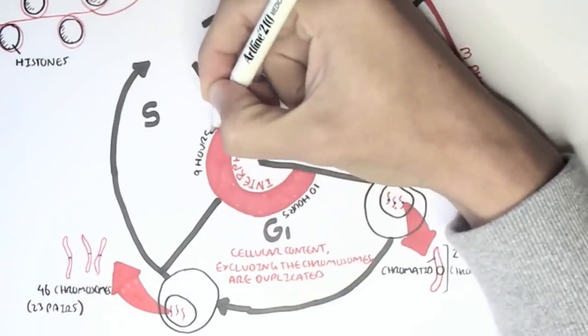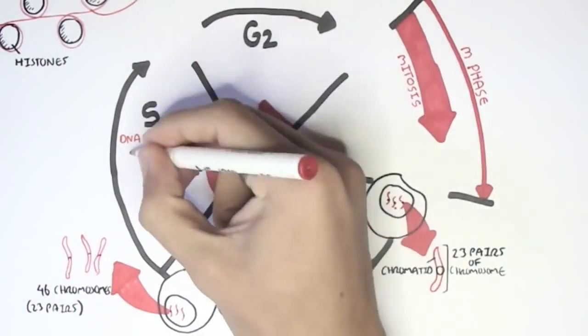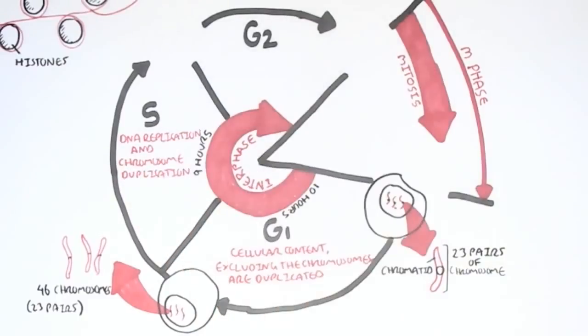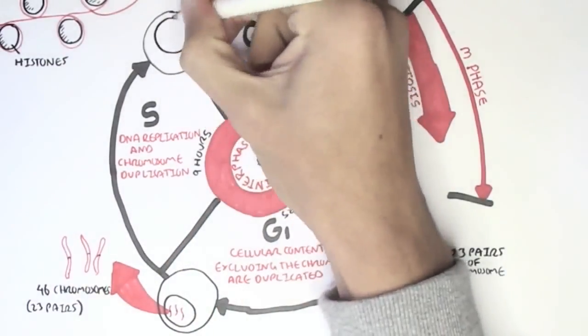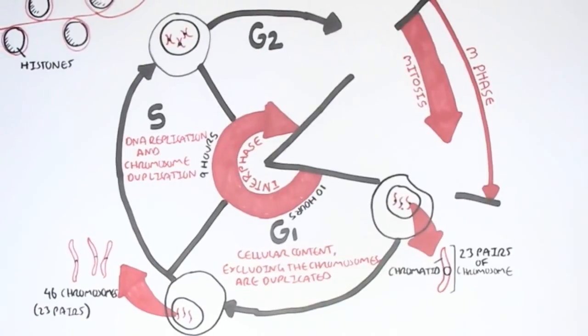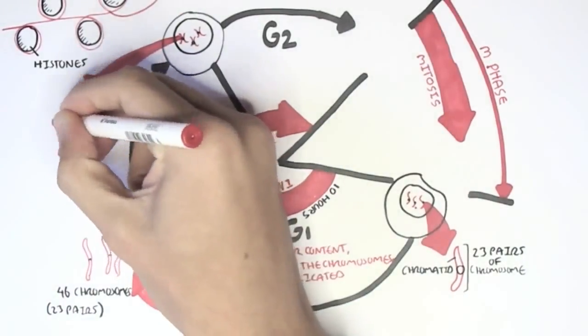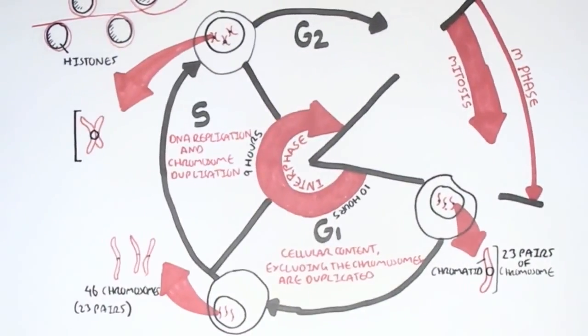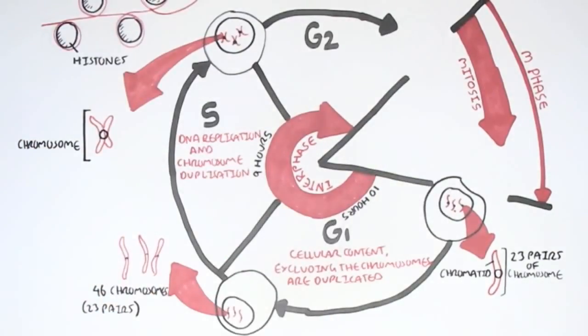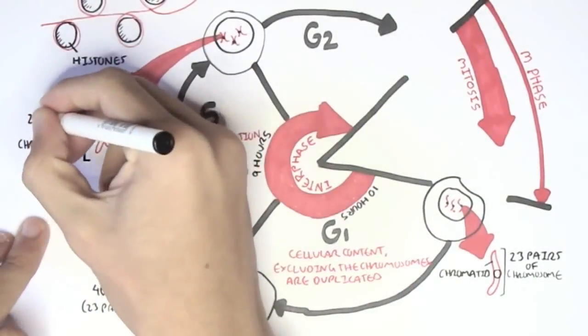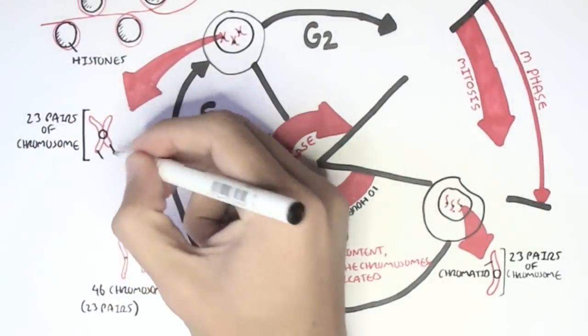And then this cell will enter the S phase, which goes on for about 9 hours. In the S phase, this cell will have DNA replication and chromosome duplication. So at the end of the S phase, this cell will have duplicated chromosomes, as you can see by the diagram. If we zoom into the genetic material of this cell, it would look quite different. This is still one chromosome. And so this cell will still have 23 pairs of chromosomes.